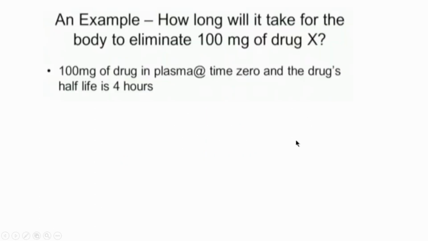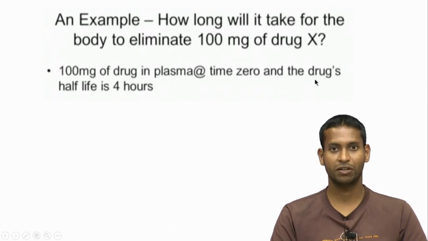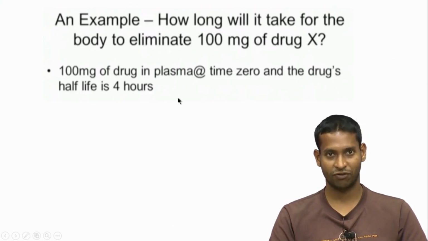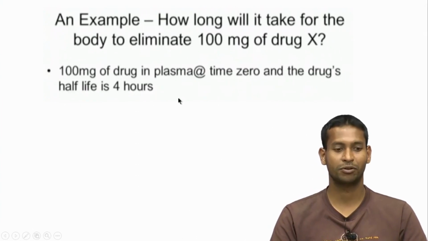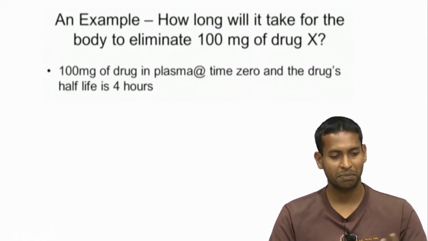Okay, so let us take another example. It is a very simple example. All we are interested in at this point is to know how long it will take for the body to eliminate 100 milligram of drug X. The assumption here is that the 100 milligram of the drug is in the plasma at time 0, and the value that we are giving you is that the drug half life is just 4 hours. I will give you another moment to figure this out. It is a very simple thing.